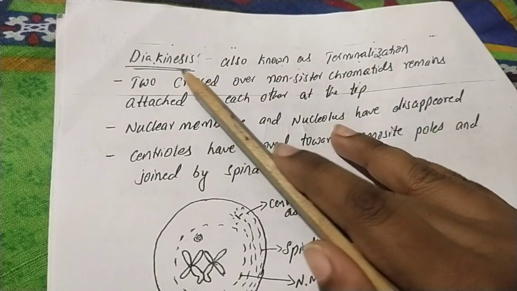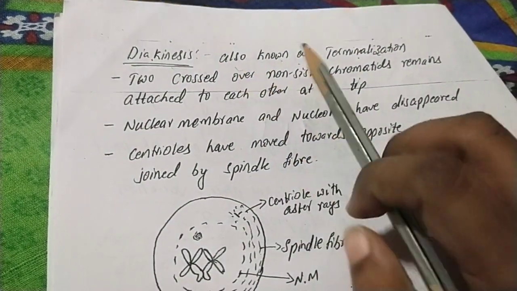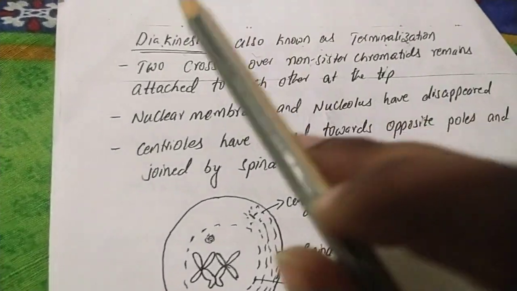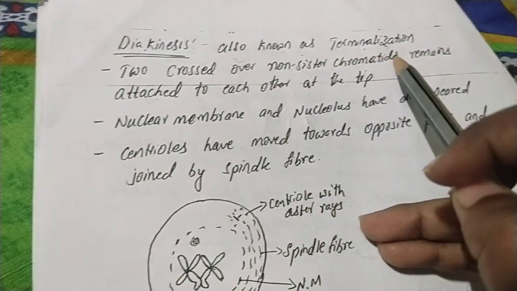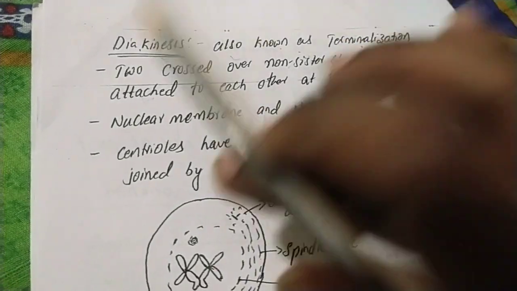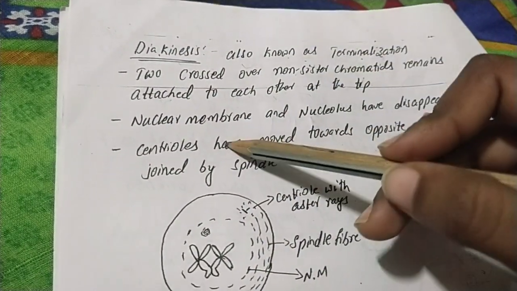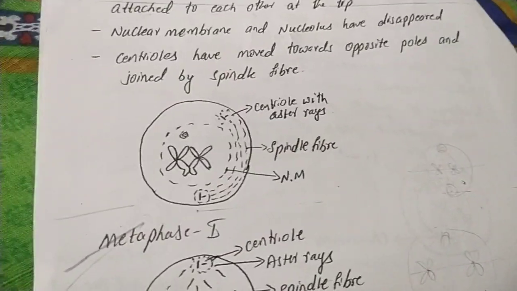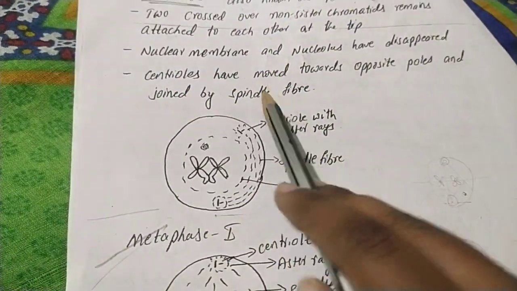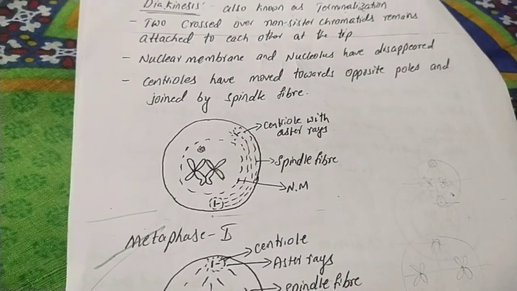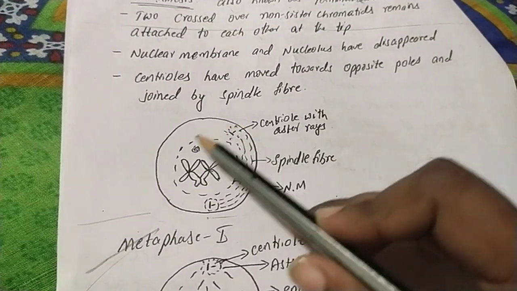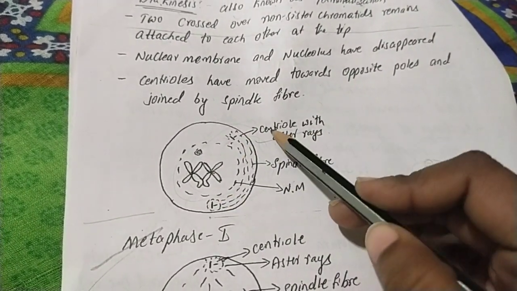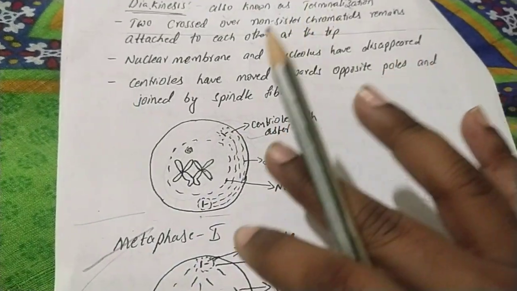Next, diakinesis, also called the termination phase. Here the two crossed-over non-sister chromatids remain attached to each other at the tip. The nuclear membrane and nucleolus have disappeared completely. Centrioles have moved to opposite poles by the spindle fibers. You can see in the diagram that the centrioles have moved in opposite directions.